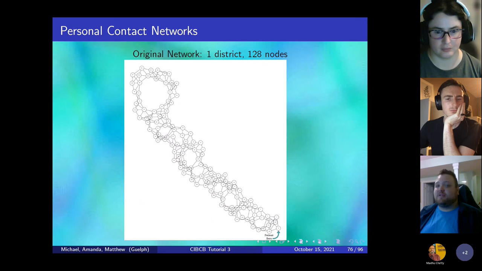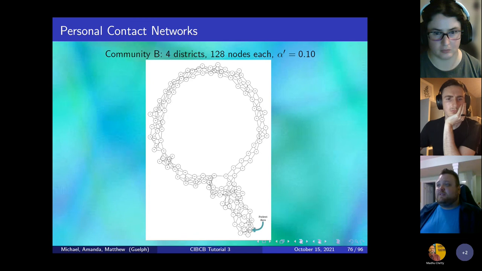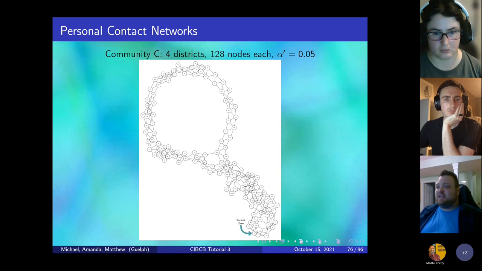If we bump it up to four districts with 128 nodes, we see that a significant portion of the ring structure from which we started is retained. But if we look at the difference in alpha prime values, once we lower it, we see that actually less of the ring is maintained and more of it becomes that banana shape. So that alpha prime value definitely has some impact on how much of the original network is maintained.